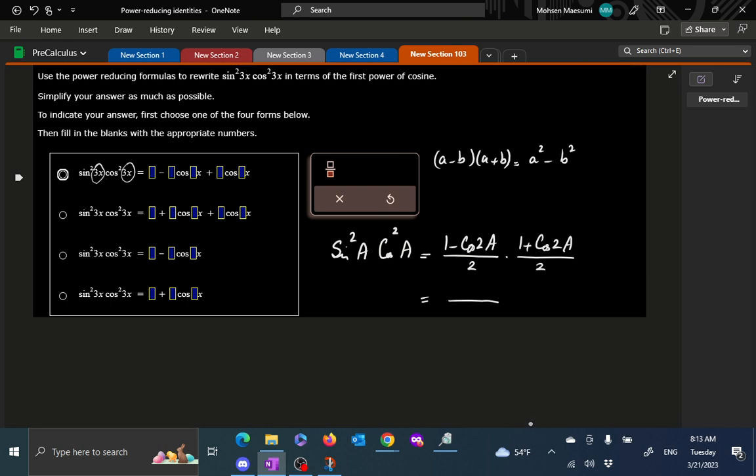So here, 2 times 2 in the denominator is 4. You have subtraction times the sum. So square of the first, or square of 1, is just 1. And then you have square of the second term.